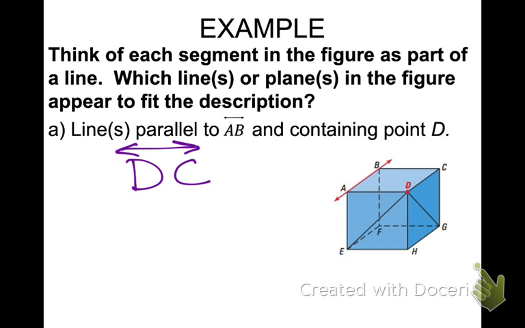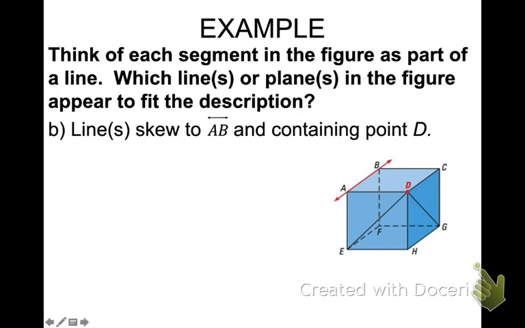There's a bunch of lines parallel to AB. EF is parallel, GH is parallel, DC is parallel, but that's the only one that contains D. Okay? All right, part B.